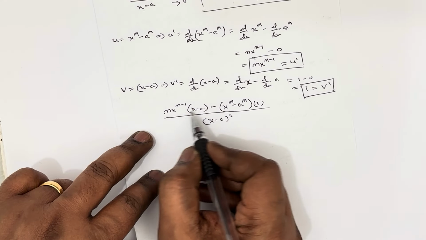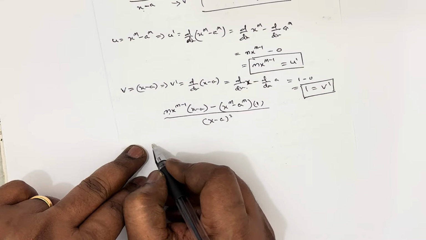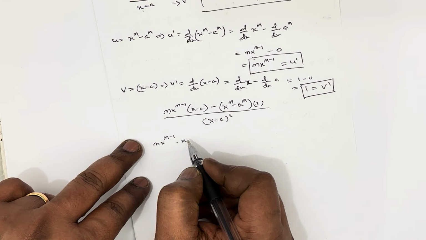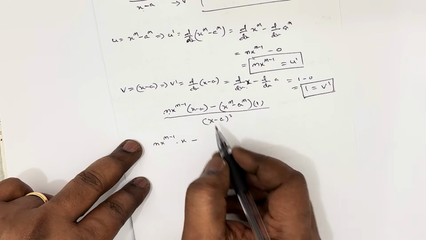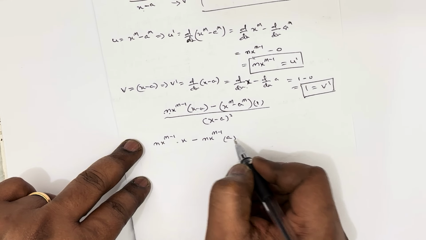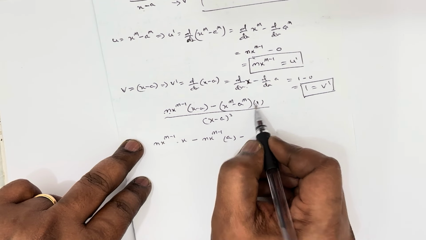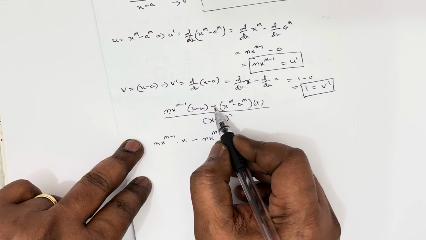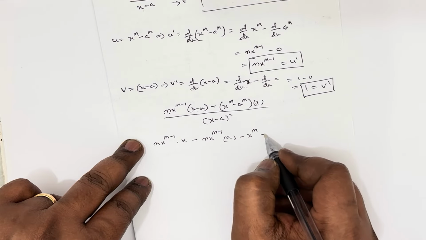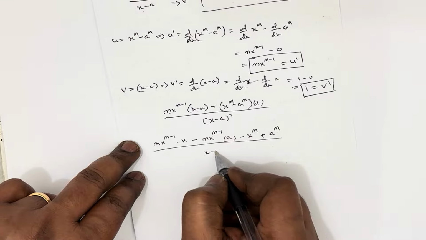Now let's multiply this inside with x minus a. So this will become n x raised to n minus 1 multiplied by x, minus n into x raised to n minus 1 multiplied by a. This is a constant. Minus this one, multiplied by 1 will be the same thing. So now let's open the bracket and take the negative sign inside, so it will become minus x raised to n, minus minus plus a raised to n, upon x minus a whole square.